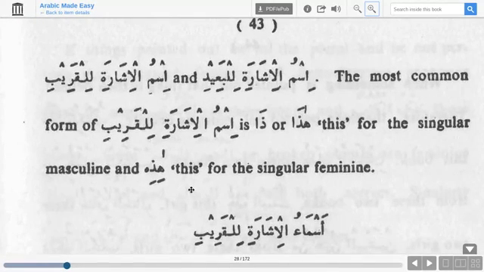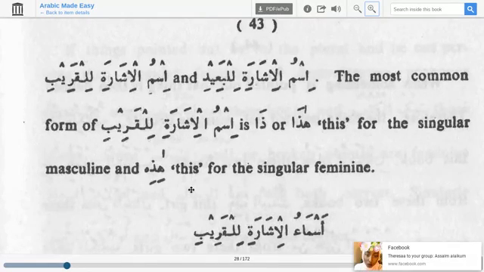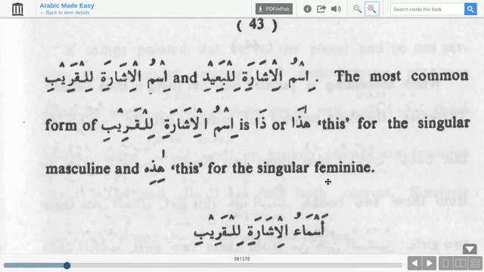So we call it in Arabic ismu al-ishara. I'm reading from Arabic, right to left. Ismu ishara lil ba'id, or ismu ishara lil qarib. So ismu ishara lil qarib, that is close. Ismu ishara lil ba'id, indicating something that is far, and lil qarib, indicating something that is near. Qarib means close, and ba'id means far.